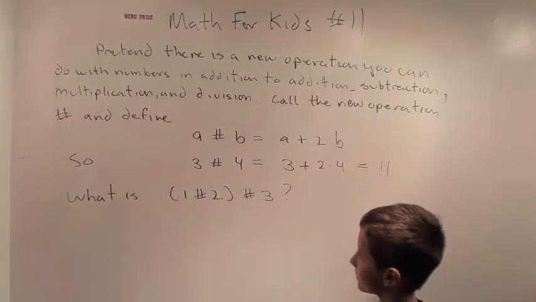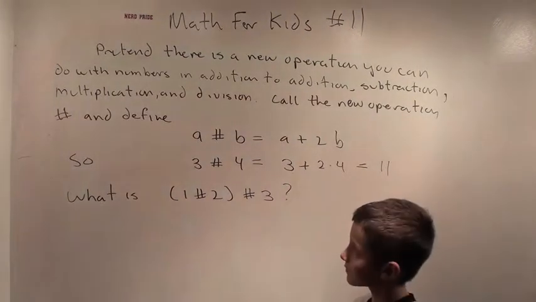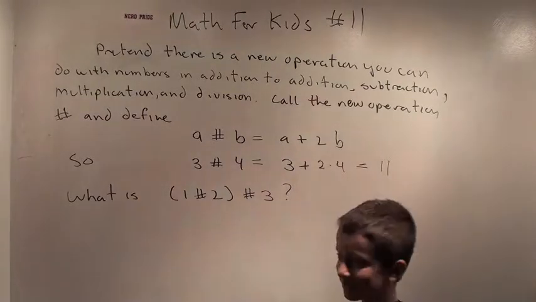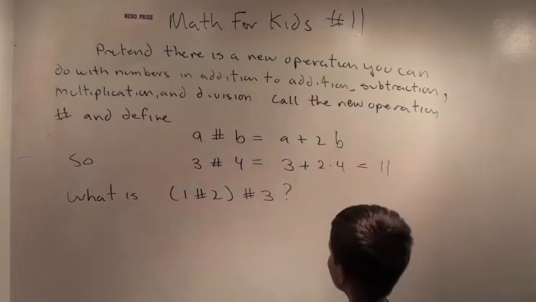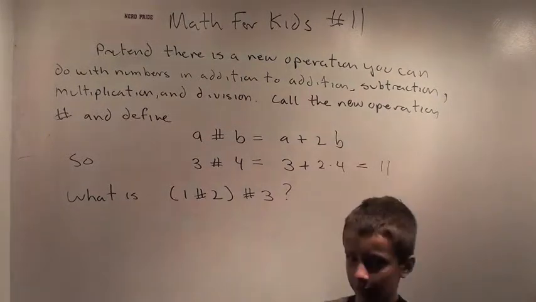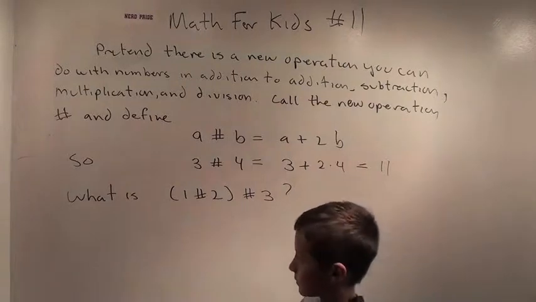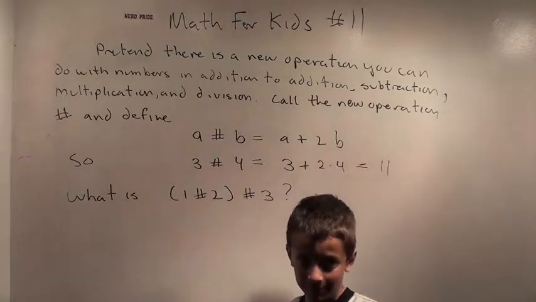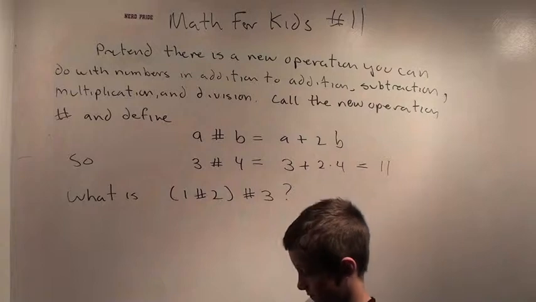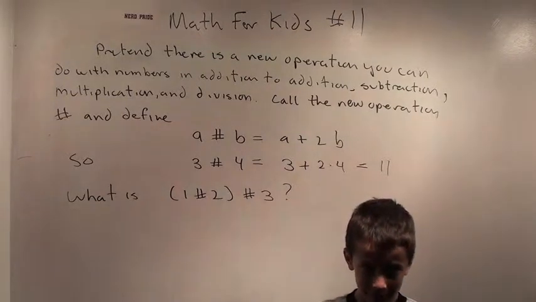Okay, so A checkmate B means A plus 2B. So 3 checkmate 4 equals? 3 plus 2 times 4, which is 3 plus 8, that's 11. So do you understand how checkmate works? Yeah. Okay. So the question is, what is 1 checkmate 2, that whole quantity, checkmate 3?